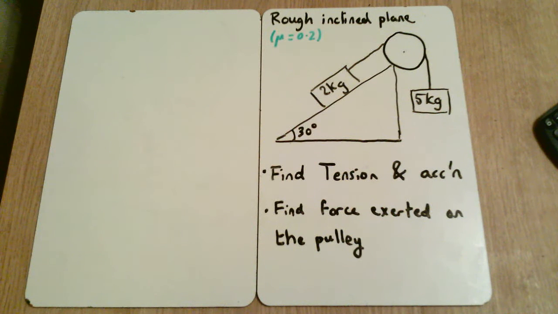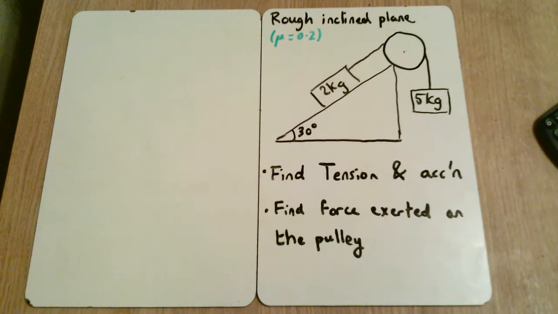Hello everyone, today we're looking at an example for A-level mechanics on rough inclined planes and connected bodies, i.e. pulley systems. So what I've got here is a question that I've just compressed down into key points, which we're going to tackle together. We're going to start by looking at the question, annotating the diagram, and then doing our working out.